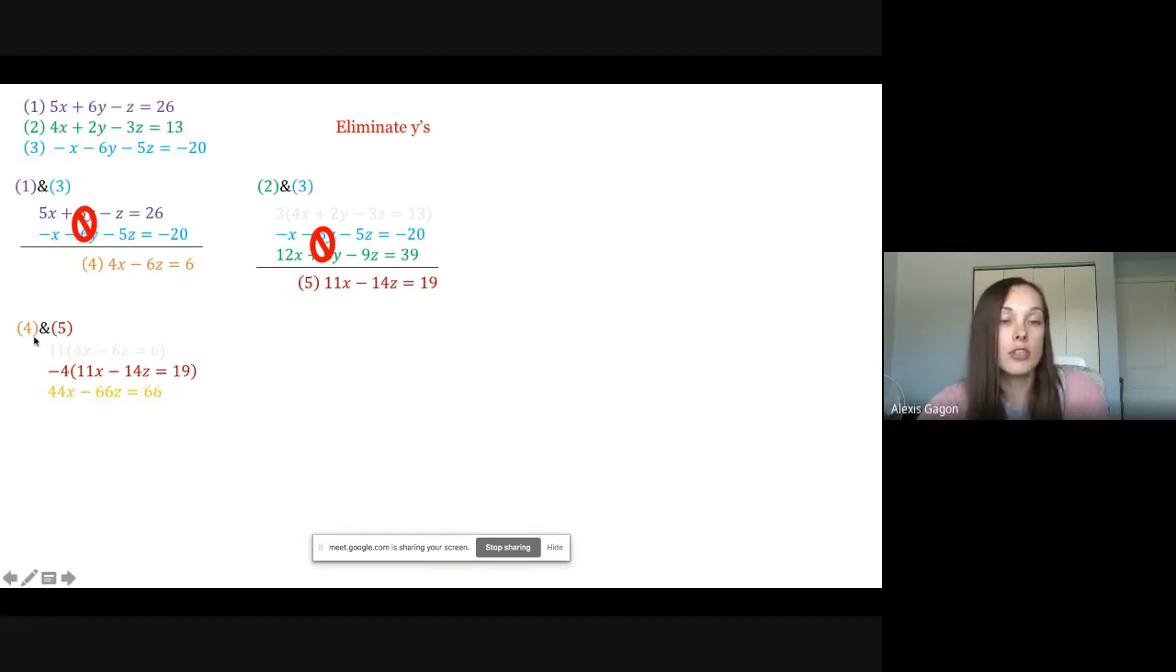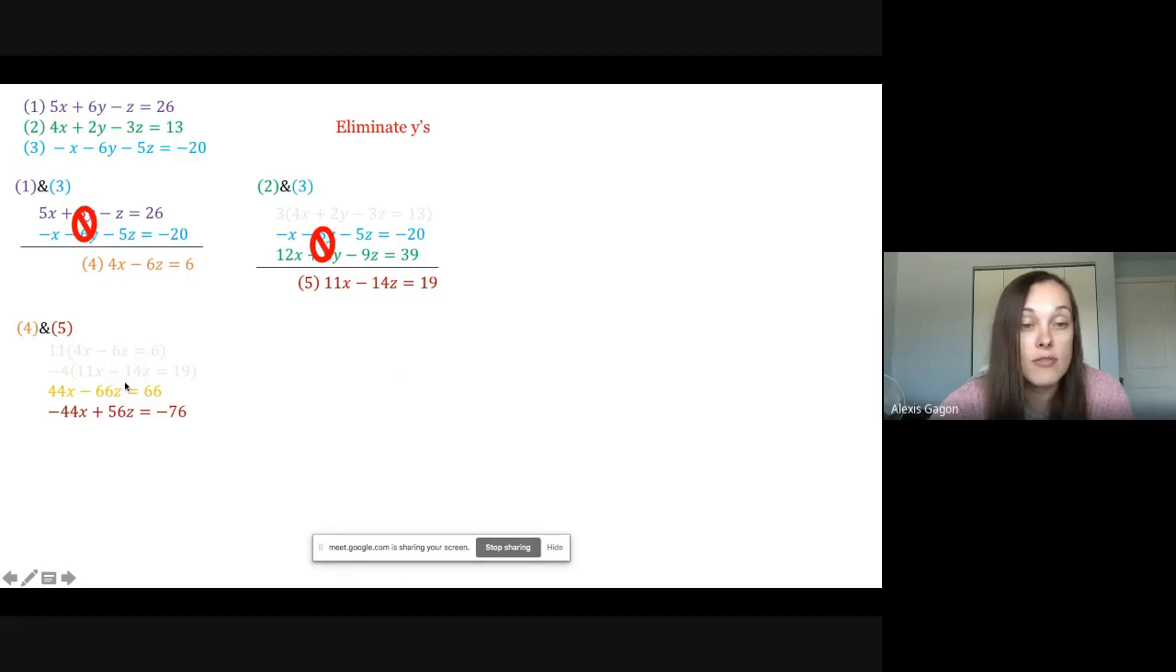Then for the top there, you get 11 times 4x is 44x. 11 times negative 6z is negative 66z. And 11 times 6 is 66. For the bottom, you get negative 44x. Negative 4 times negative 14z is 56z. And negative 4 times 19 is negative 76.